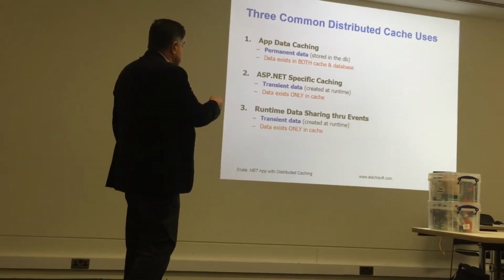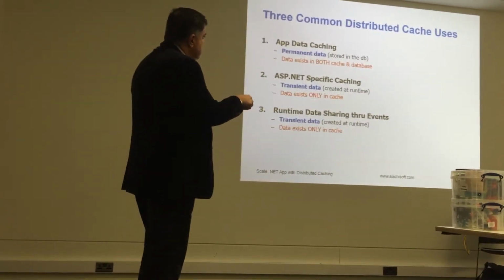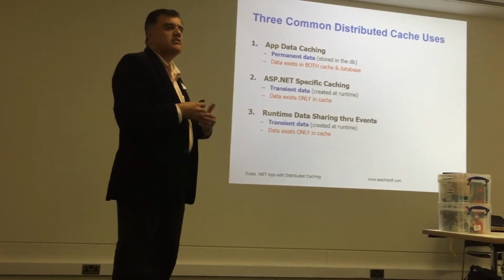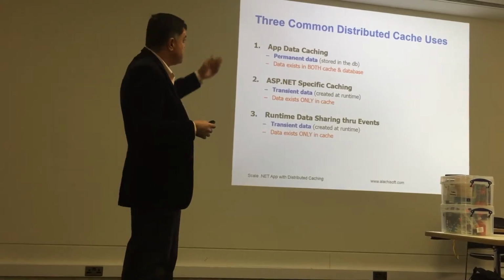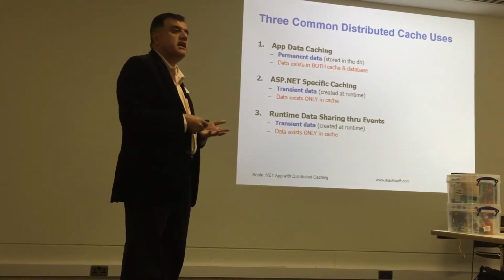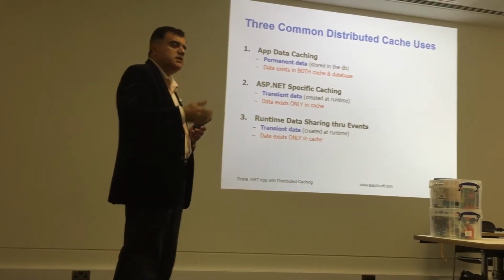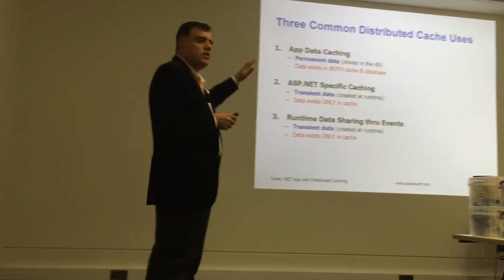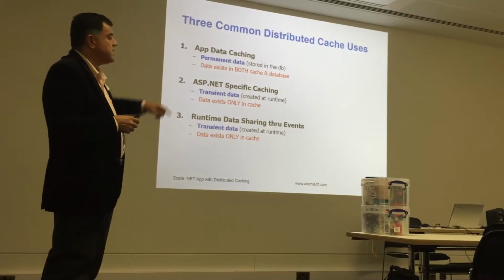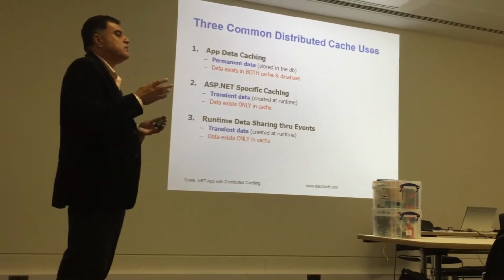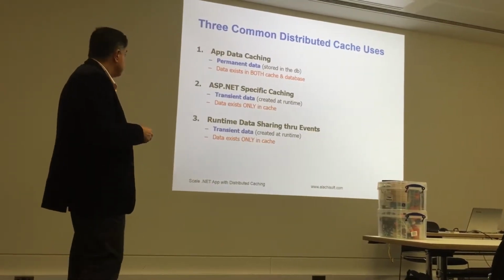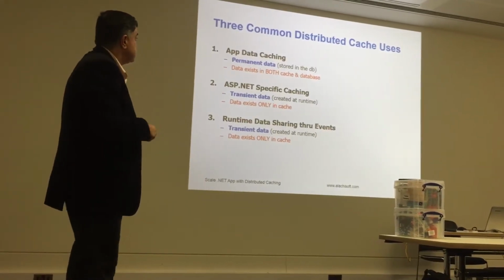But there, the issue is that the data exists only in the cache. So you cannot afford to lose that data. In case of application data, you can afford to lose it from the cache, because you can always reload it. Of course, it's costly. It costs performance. So most people don't even want that. But in case of transient data, it's detrimental if you lose the data, because it only exists in the cache.